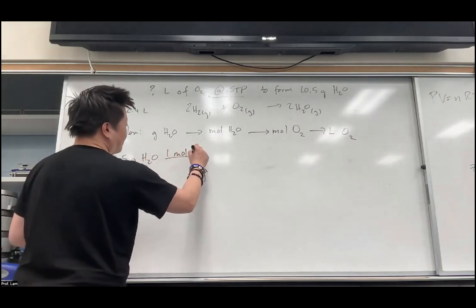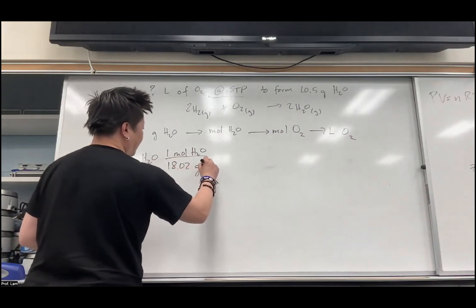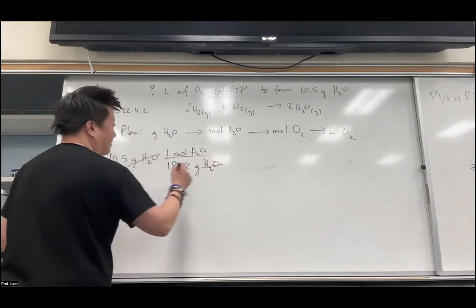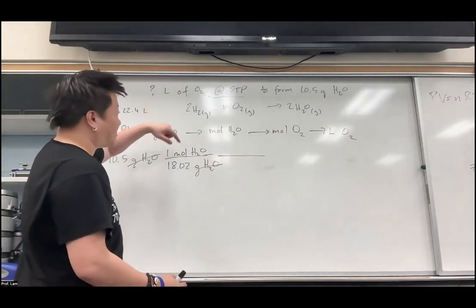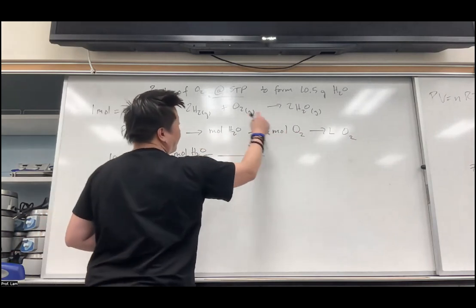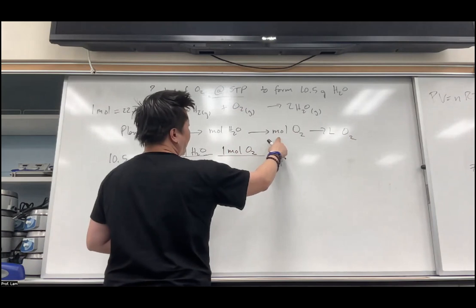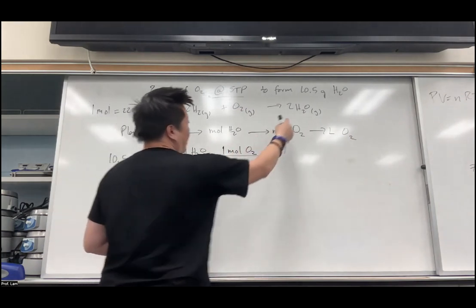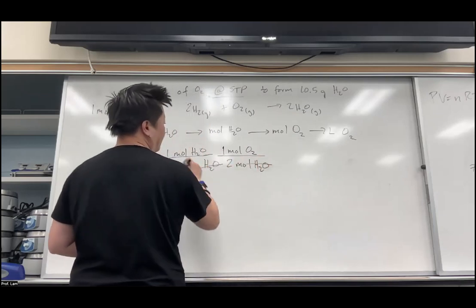So we'll start at 10.5 grams of H2O. 1 mole of H2O on top, right? And 18.02 grams of H2O on bottom. Get to the mole to mole ratio again, right, guys? So look at the balanced equation. We want O2, right? That's a 1 up there, 1 mole of O2. And then we want to cancel out the water. So there's a 2 in front of the water. That's 2 moles of water on bottom.